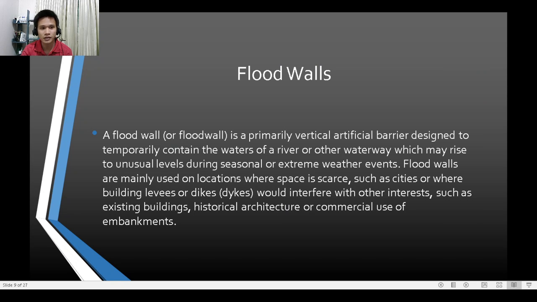So flood walls. A flood wall is a primarily vertical artificial barrier designed to temporarily contain the waters of a river or other waterway which may rise to unusual levels during seasonal or extreme weather events. Flood walls are mainly used in locations where space is scarce, such as cities, or where building levees or dikes would interfere with other interests such as existing buildings, historical architecture, or commercial use of embankments.